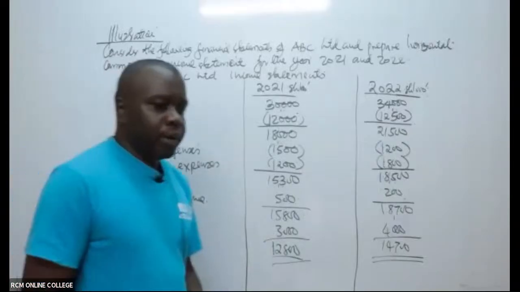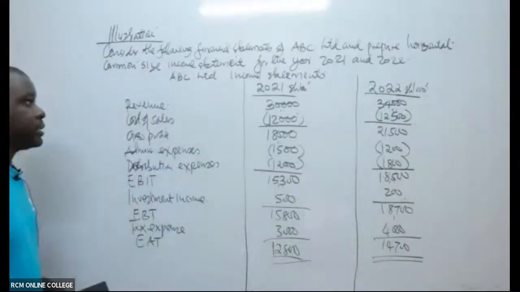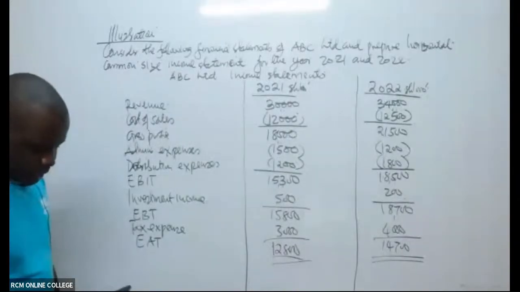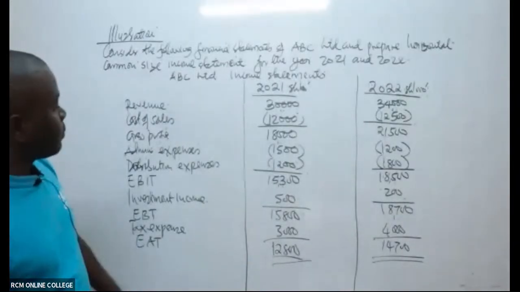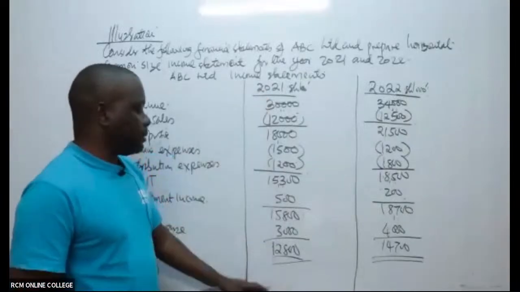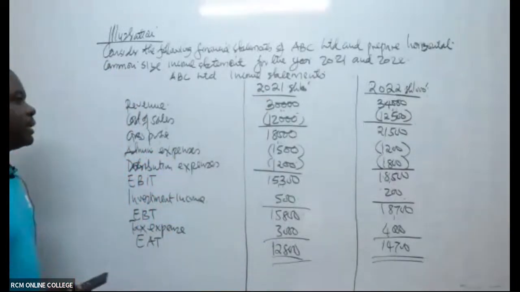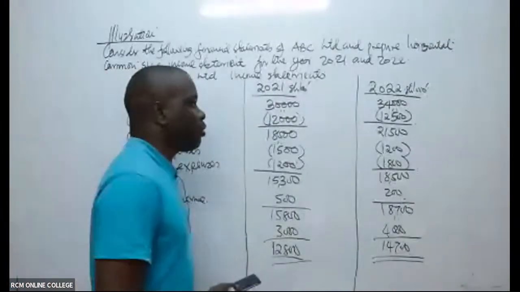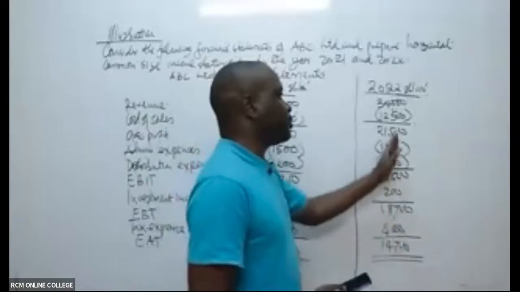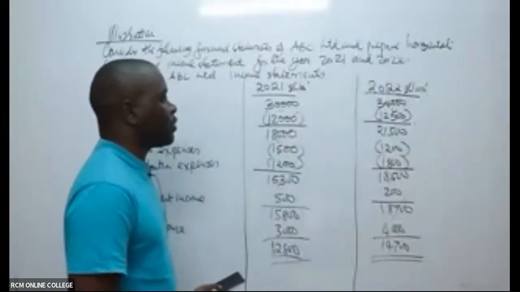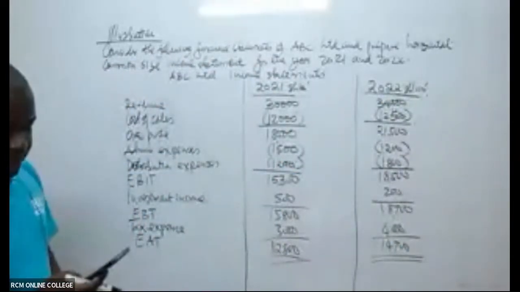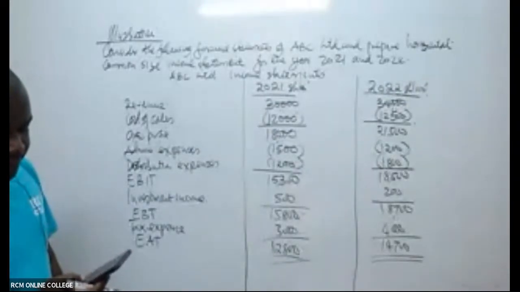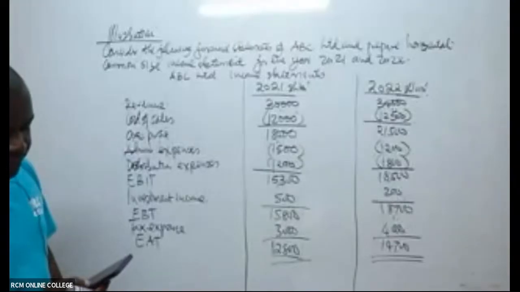So hope you are done copying it. In this case, we are doing the horizontal analysis. Ideally, this one will be the base year. So you'll be using 2021 as the base year to compare with the performance of 2022, to see whether there was any improvement, or a decline in terms of performance.